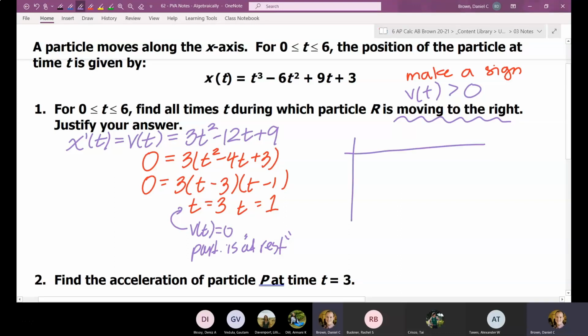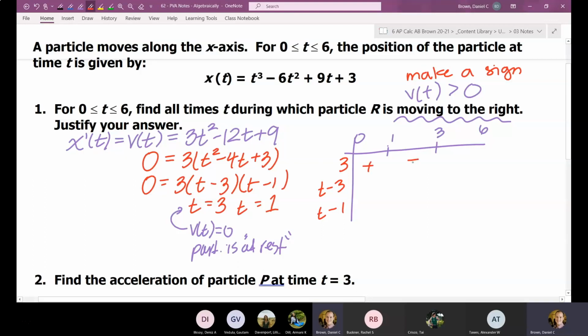So in my sign chart, this is from 0 to 6. My critical points are 1 and 3. And then the factors that I have, we have 3. Could technically leave that one off because it is always positive. I like including all my factors. t minus 3 and t minus 1. And now it looks very, very much like an intervals of increasing and decreasing problem.